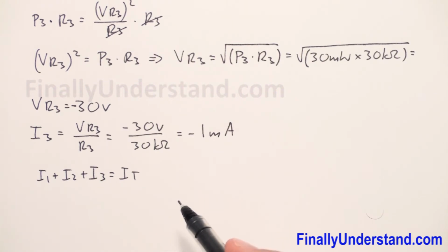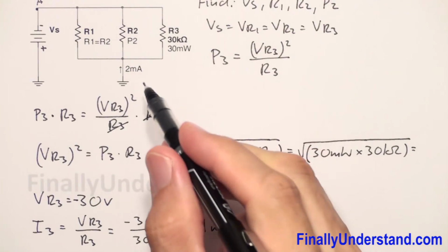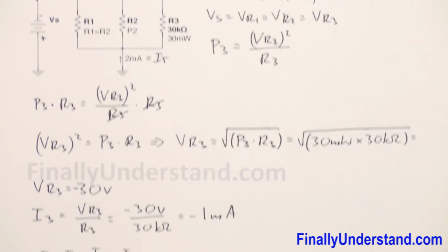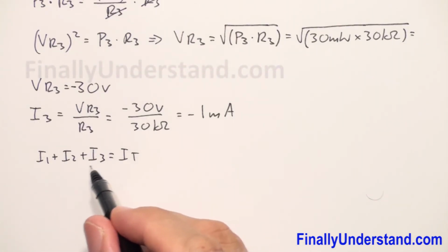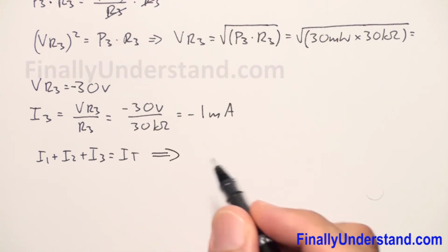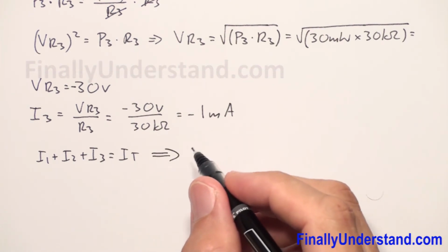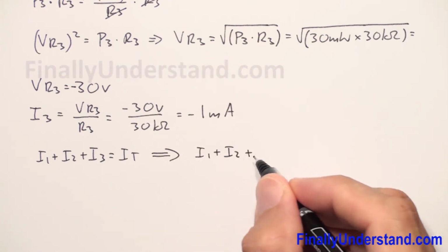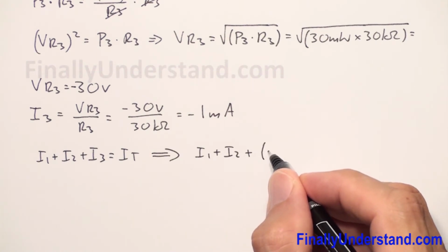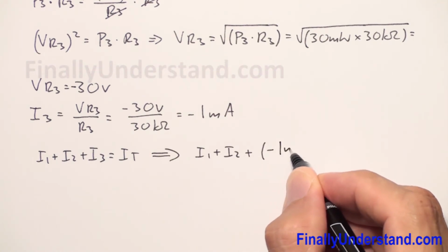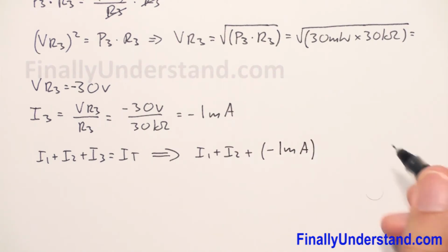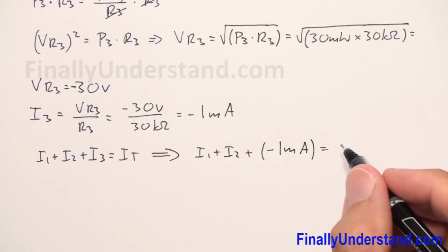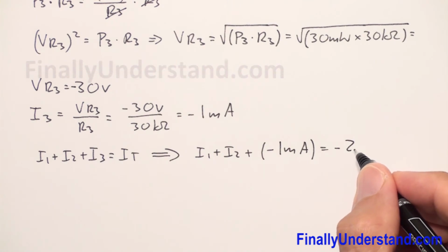So I total is equal to 2 milliamps. This is my I total, 2 milliamps. So let's plug these values into this formula. Let me write this down over here. We have I1 plus I2 plus I3, which is equal to negative 1 milliamp, and we also have I total. I total is equal to negative 2 milliamps.